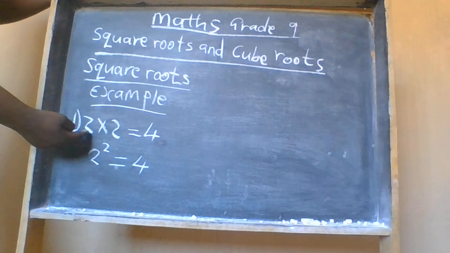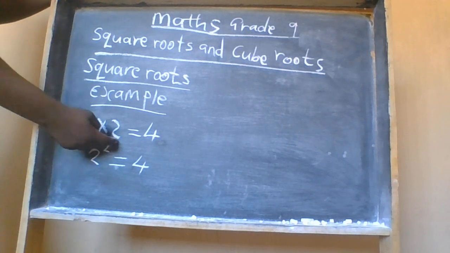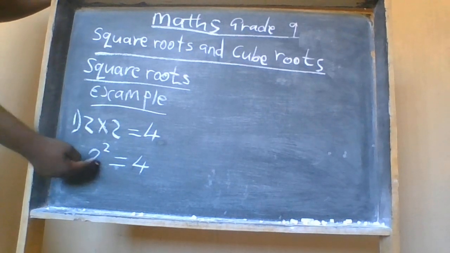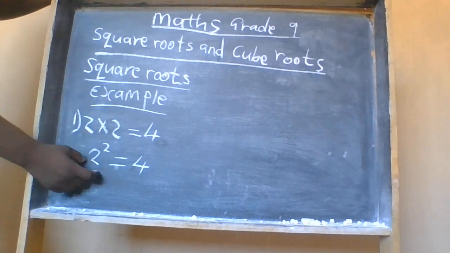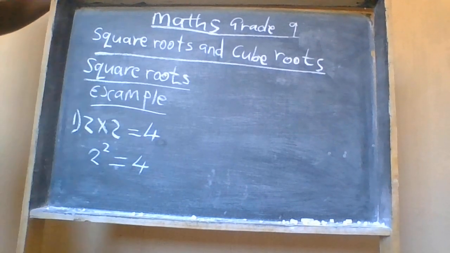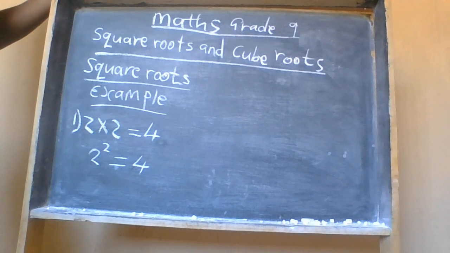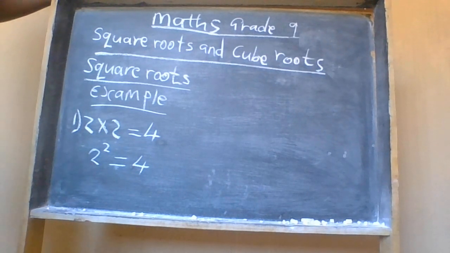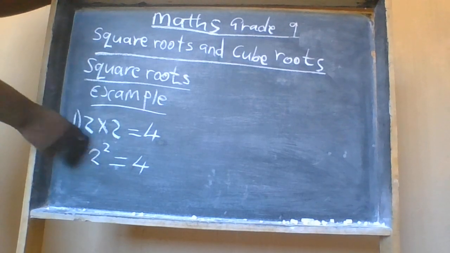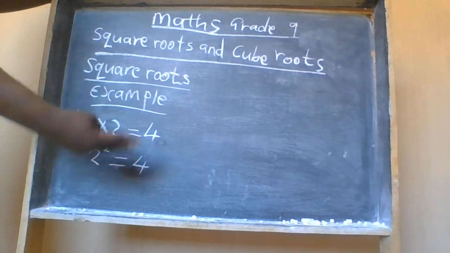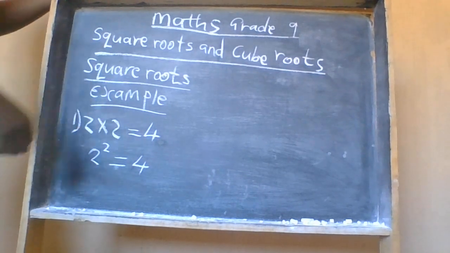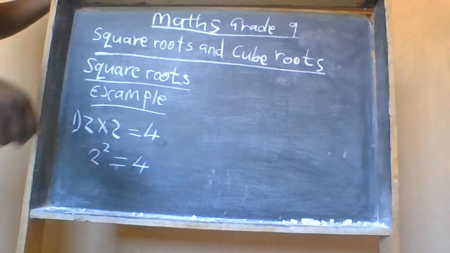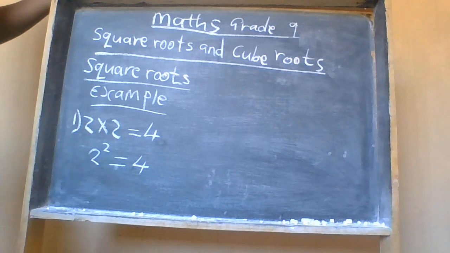So here we multiplied 2 two times. Hence, 2 squared gave us 4, and 2 times 2 is the same as 2 squared. It gave us 4 there. This is what we mean by the square of a number. You multiply the number by itself two times, then the value you get is the square of the given number.